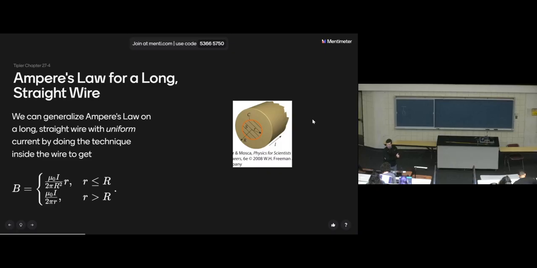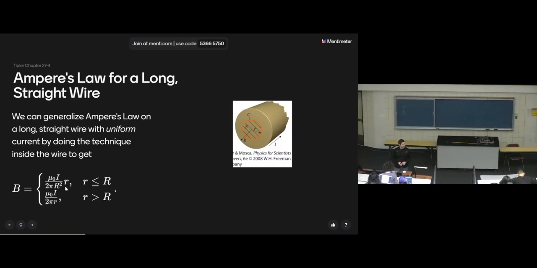So if you're doing Ampere's law for a long straight wire, where the current density is uniform in that wire, so the current isn't all on the outer shell, you've got the current uniformly distributed across the cross section here. Just like we did with Gauss's law, when the charge was uniformly distributed through, say, the sphere, we get that inside the wire, the magnetic field strength is going to increase linearly with distance.